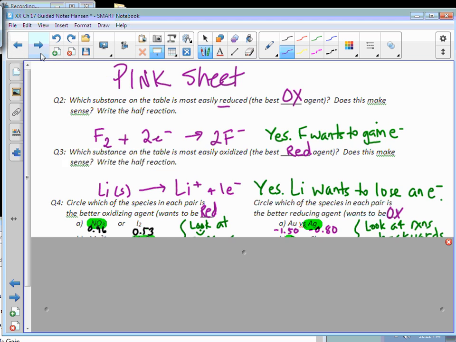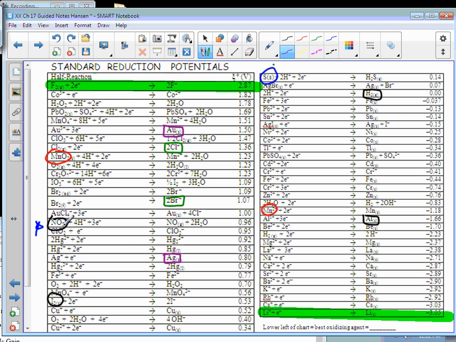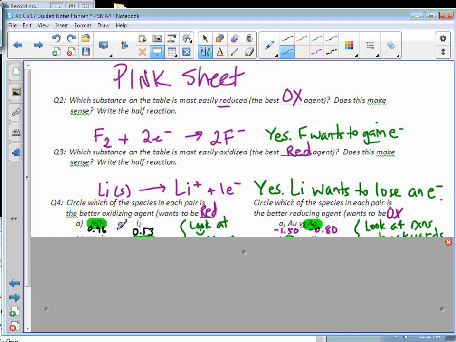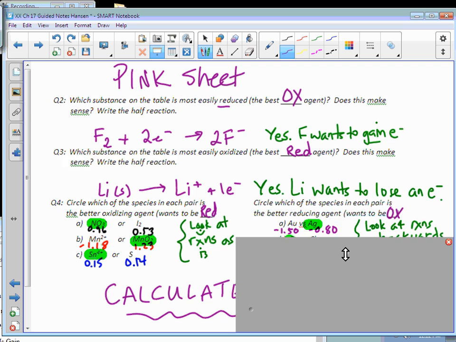So let's see, this one, I believe I did it in black. There's NO3 minus being reduced to NO2 or to NO. The potential for that is a positive 0.96. We were comparing that to I2, which is down here a little further. I2 gaining electrons to become I minus. The potential is 0.53. Okay, so who's more favorable? More positive wins. So the nitrate ion would be a better oxidizing agent, or wants to be reduced more. Okay, so go ahead and take a look at A, B, and C, and try those out.